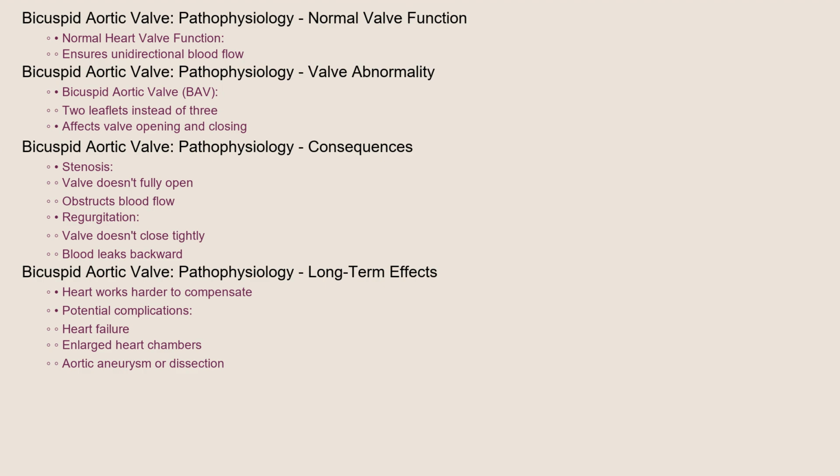Let's delve into the pathophysiology. Normally, heart valves ensure blood flows in one direction. In conditions like bicuspid aortic valve, the aortic valve only has 2 leaflets instead of the usual 3. This structural abnormality affects how the valve opens and closes. It can lead to stenosis, where the valve doesn't open fully, obstructing blood flow, or regurgitation, where the valve doesn't close tightly, causing blood to leak backwards.